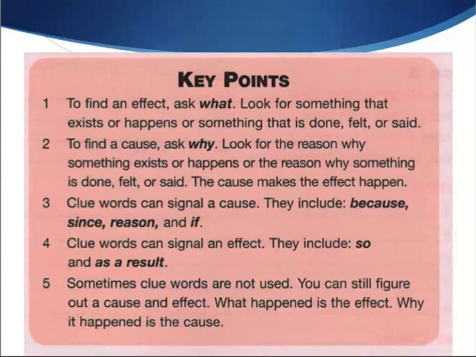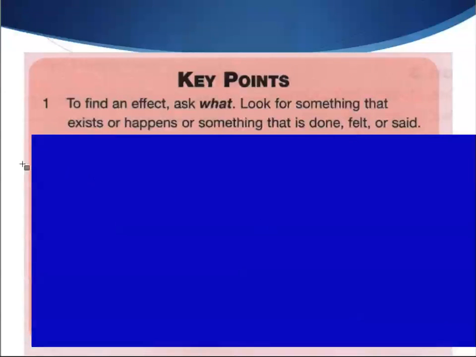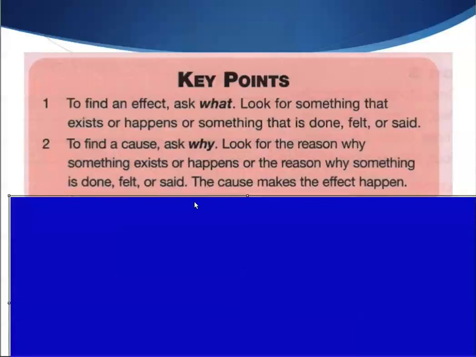So here are some key points to remember. These might be review for you. But remember, to find an effect, you need to ask what. Look for something that exists or happens, or something that is done, felt, or said. The effect is what happens. But the cause is why it happens. So to find the cause, you need to ask yourself why. Look for reasons why something exists or happens, or the reason why something is done, felt, or said. The cause makes the effect happen.